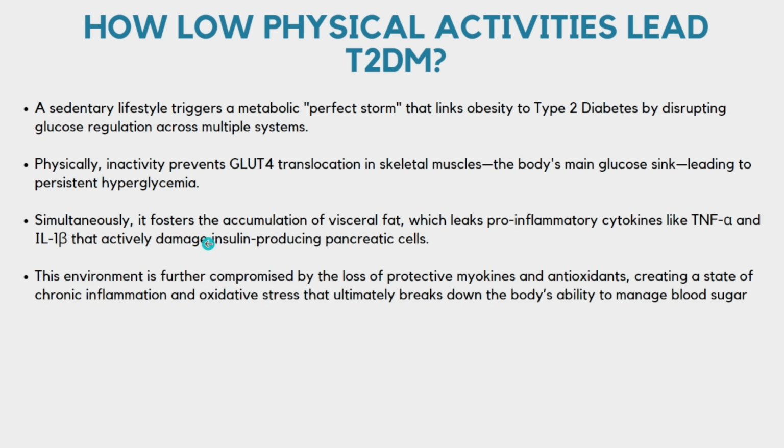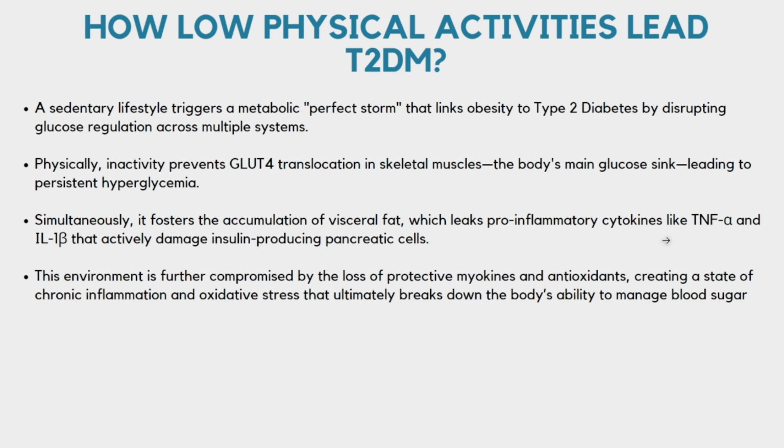At the same time, physical inactivity promotes accumulation of fat. It will cause inflammation. You see the pro-inflammatory cytokines like TNF alpha and interleukin 1 beta. All of this is causing inflammation. If you cause inflammation, it will cause insulin resistance through adipose tissue dysfunction and the release of pro-inflammatory signals.